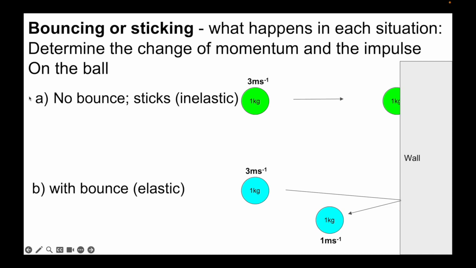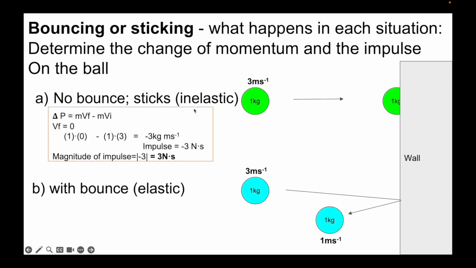Alright, hopefully you've paused it and tried it out, used some of the equations. For this first situation, the change in momentum is our mass times the final velocity minus the mass times the initial velocity. And that final velocity is going to be 0, so we end up with 1 times 0 minus 1 times 3. That gives us negative 3 kilogram meters per second. So the impulse is going to be negative 3. The magnitude really is about 3 newton seconds, whether it's to the left or to the right. In this case, it's going to be to the left as the wall stops it from moving to the right.